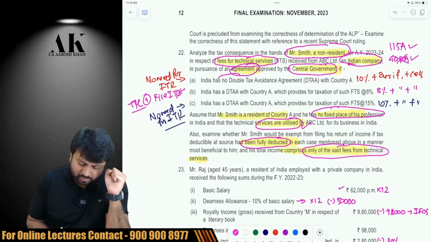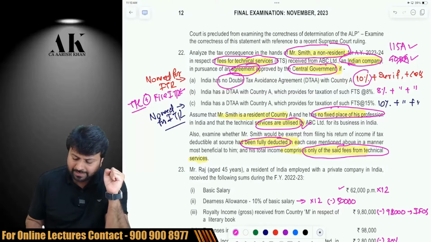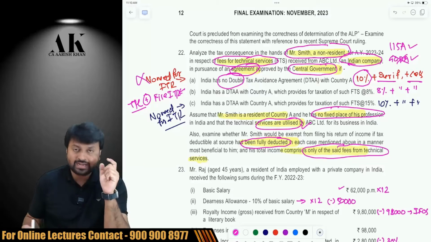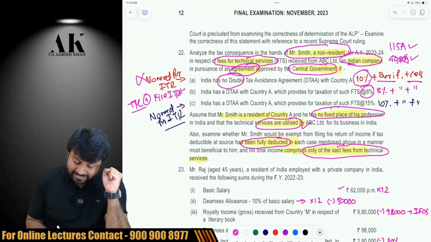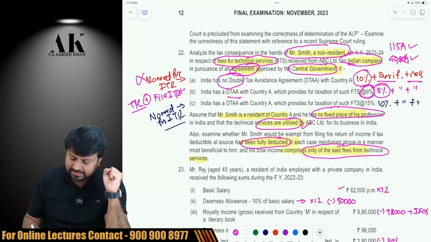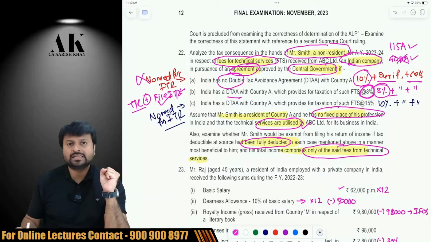So in the first case, there is no DTAA. If there is no DTAA, the assessee will pay tax as per 115A plus surcharge if applicable plus cess. Therefore, there is no need to file ITR. In the second case, the DTAA is there and the rate of DTAA is 8%. Because the assessee is charged tax at lower than the 115A rate, the assessee will pay tax as per 8%, but the assessee is liable to file the ITR.